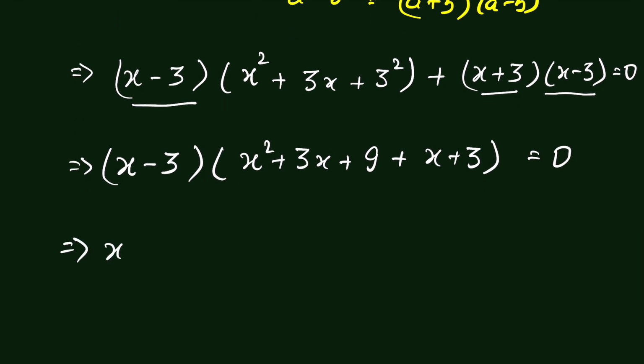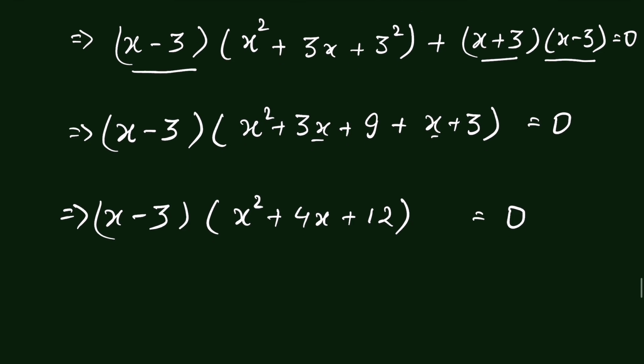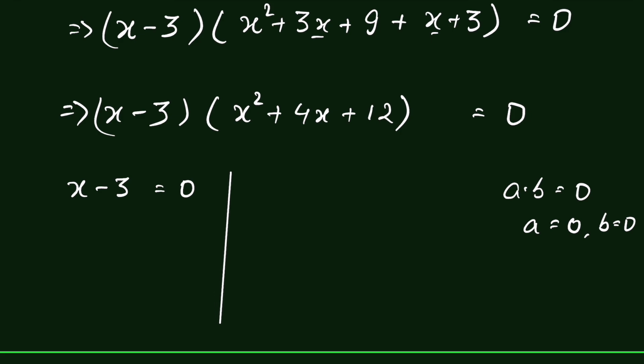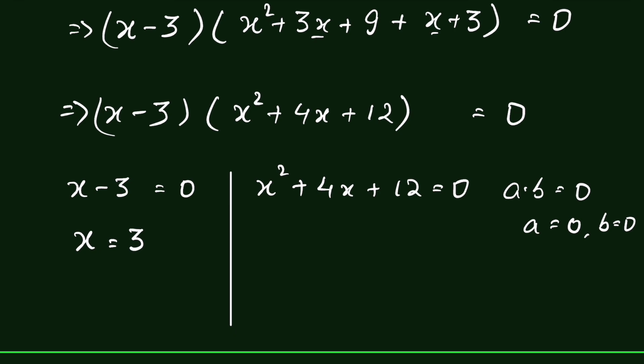Or x minus 3 then times x square, 3x plus x is 4x and 9 plus 3 is 12, is equal to 0. Now when a times b is equal to 0, then either a is equal to 0 or b is equal to 0. That means either x minus 3 is equal to 0 or x square plus 4x plus 12 is equal to 0. x minus 3 is equal to 0, then x is equal to 3.